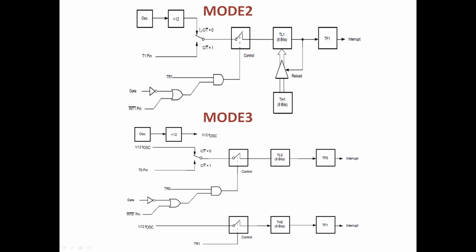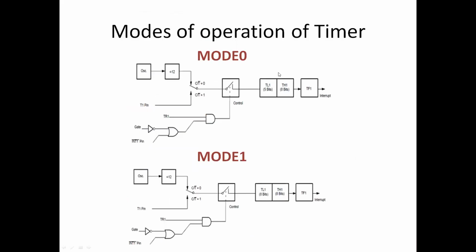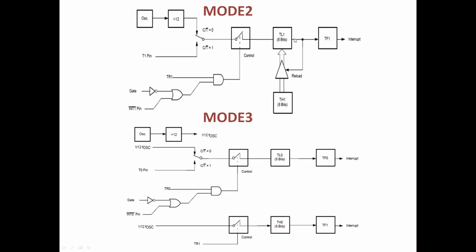So the counter/timer bit, TR bit, and gate bit will not be changed. These operations remain the same. The only difference is how we are using TH and TL. In mode 0, 5 bits and 8 bits are used. In mode 1, 8 bits and 8 bits are used. In mode 2, 8 bits with auto reload is used. Okay. Similarly, mode 3 is split mode.